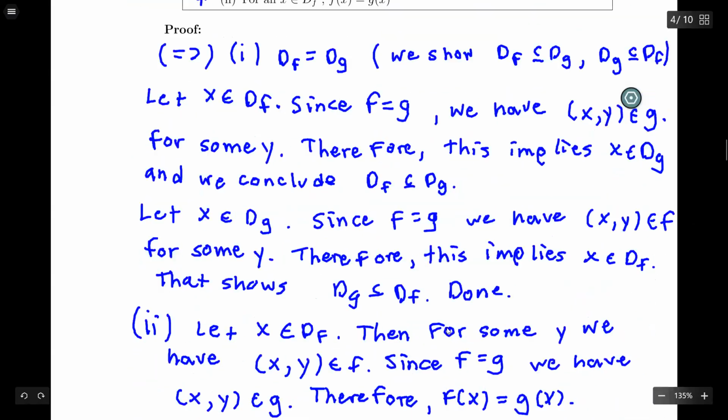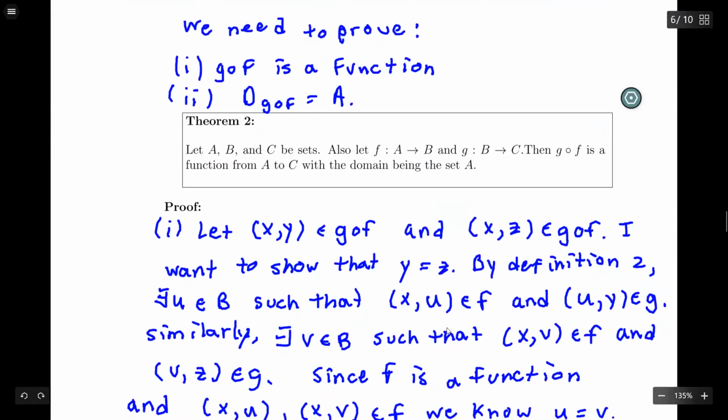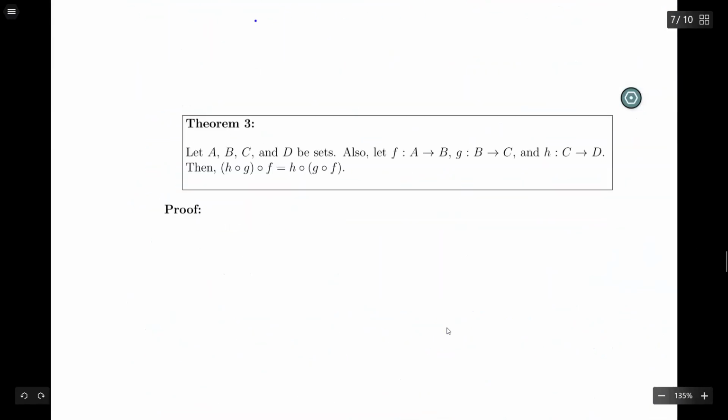So let's move on. Now we're on Theorem 3, which states that we're letting A, B, C, and D be sets. And we're also letting the function F map A to B, function G map B to C, and the function H map C to D. So we want to show that H compose (G compose F) is equal to (H compose G) compose F.